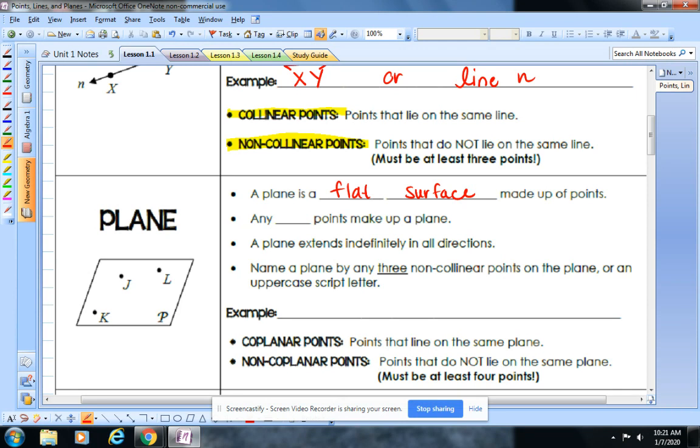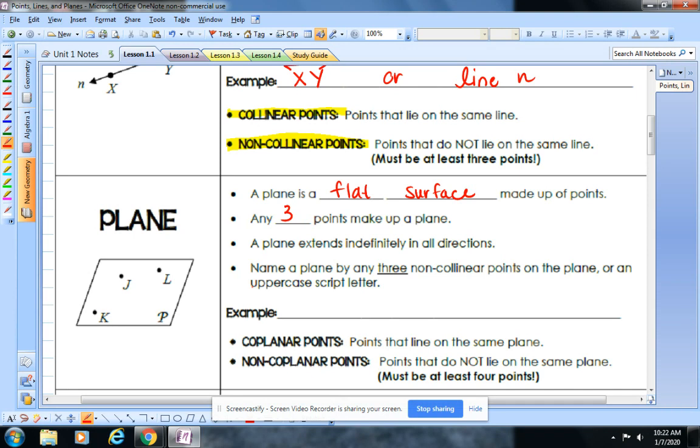It's flat. You're not talking about the depth of it, because if we were, we would be talking about something called a prism, which is a 3D object. So we're only talking about the flat surface that you see. That is called a plane. It takes 3 points to make a plane. 3 non-collinear points to make a plane.